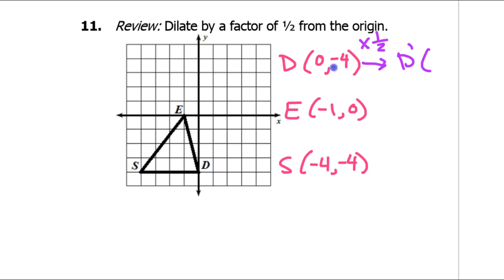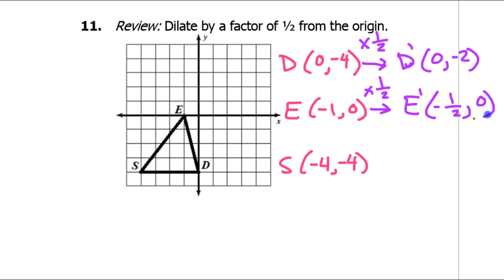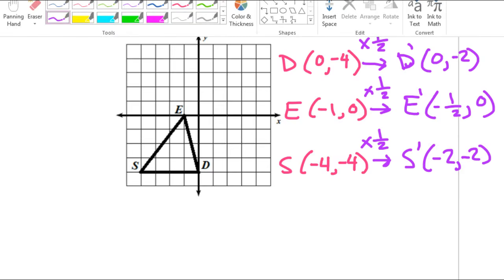So D prime, half of 0 is still 0, but half of -4 is -2. And then same thing here. I'm going to multiply by 1/2, and that should give me E prime. So half of -1 is -1/2. Half of 0 is still 0. That's E prime. And finally, S prime, again, I simply multiply by the scale factor, and that's going to give me -2, -2. So we'll simply plot those points, and that'll be it.